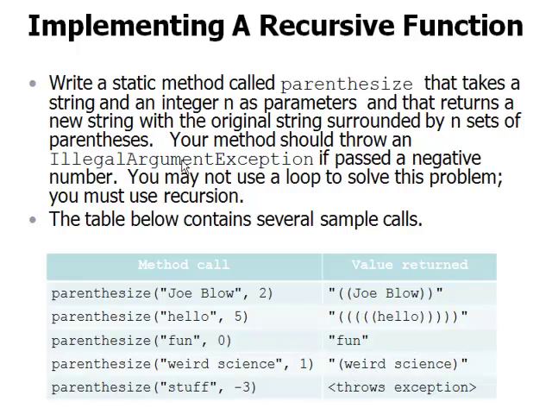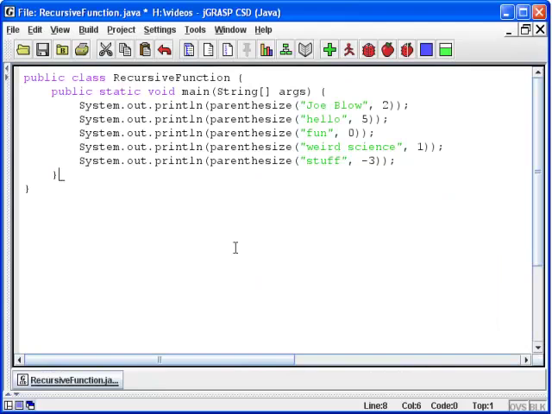We are told that if we're passed a negative number, that's an illegal case, and we're supposed to throw an illegal argument exception in that case. I've set up a JGrasp file that we can use for testing. It just makes a call on parenthesize, printing out the answer for each of these 5 different cases.